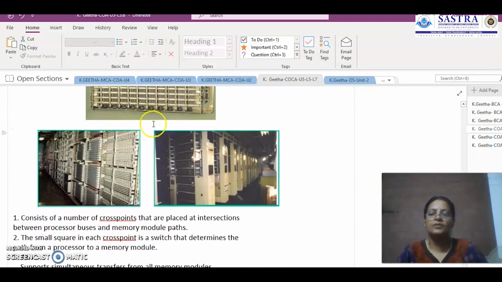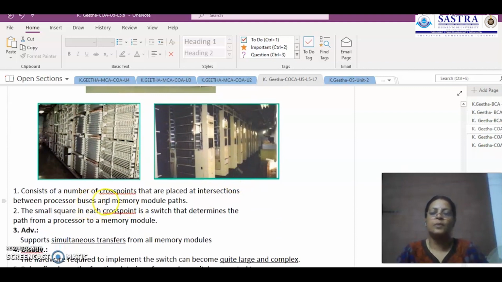So this is how the view will be. It consists of many cross points, and these cross points are placed at the intersections between the processor buses and the memory module boards. The small square in each cross point is a switch that determines the path from the processor to the memory module.